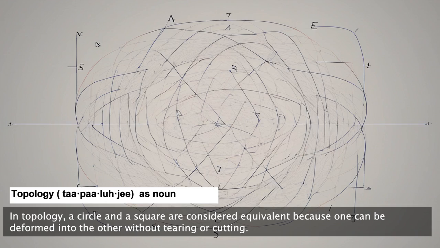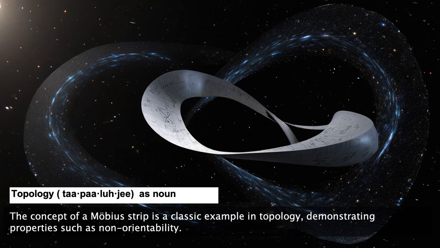In topology, a circle and a square are considered equivalent because one can be deformed into the other without tearing or cutting. The concept of a Mobius strip is a classic example in topology, demonstrating properties such as non-orientability.